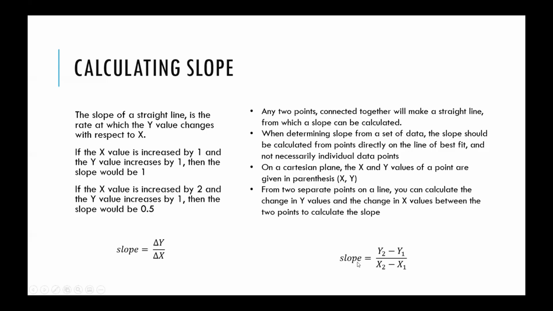So looking at the slope, you have the change in y over change in x, or the second y value minus the first y value over the second x value minus the first x value. A lot of times this can also be referred to as final minus initial. Where is your starting data point? Where is your ending data point?